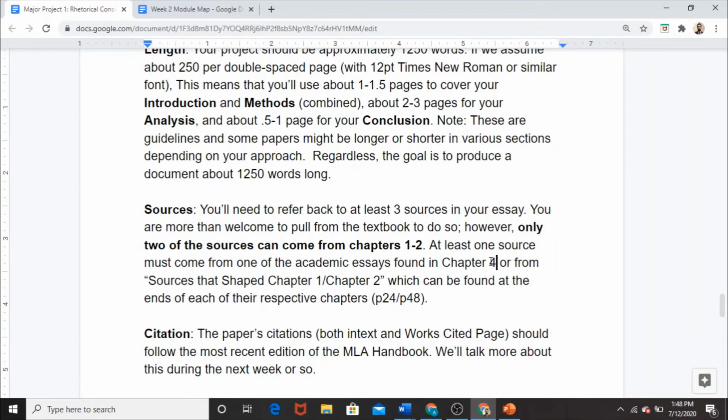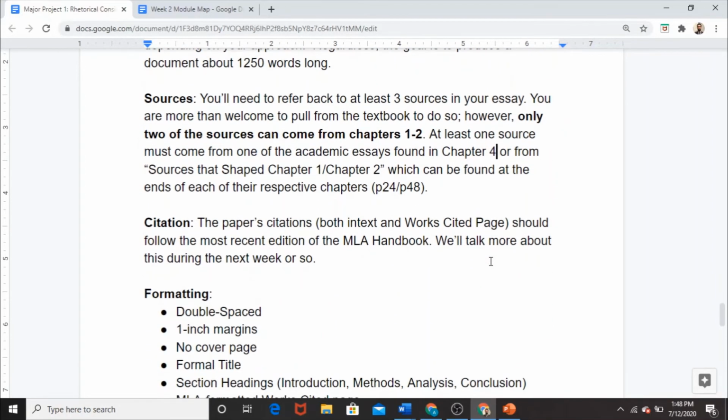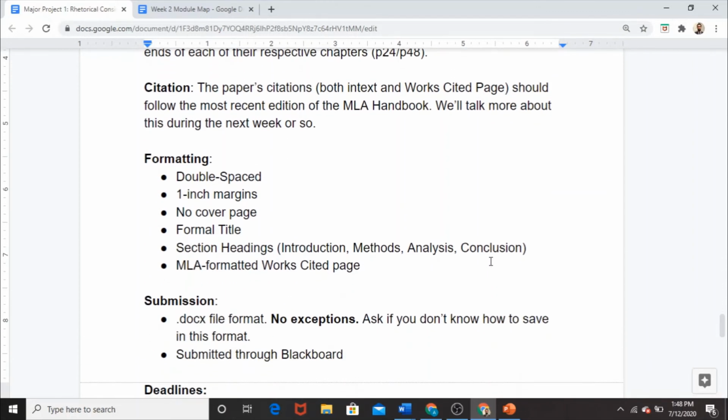In terms of citation, we're going to be using MLA format for this project. I'll be talking more about that during the week, so don't sweat it if you haven't done a lot with MLA. I don't find it to be particularly complex. I think it's one of the more forgiving citation systems, but we'll touch base on that a little bit more as we move along. Some basic formatting guidelines here in terms of what you need to do.